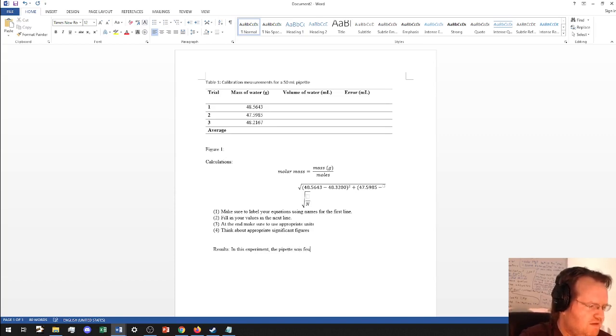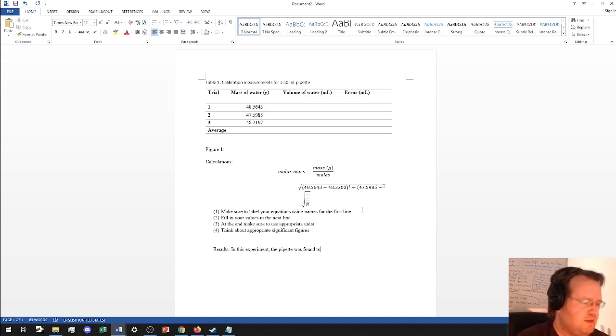The pipette was found to, I'm trying to word this better. See, you get to see the thinking process for us too. Basically, I want to report what I actually measured, which is the volumes of the water from the pipette, and then how that compares to the expected value. So I've got two things I want to say, and I'm really only going to need two sentences here.